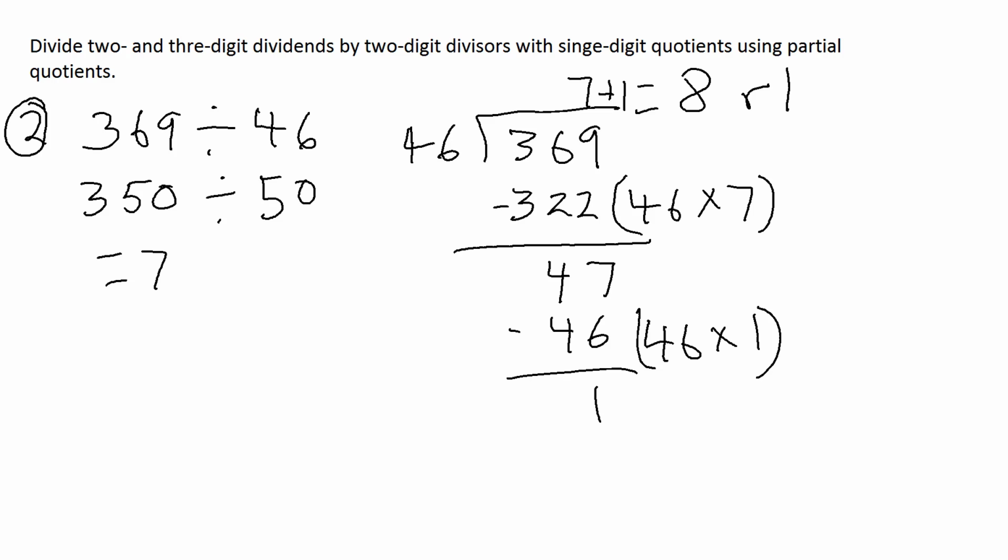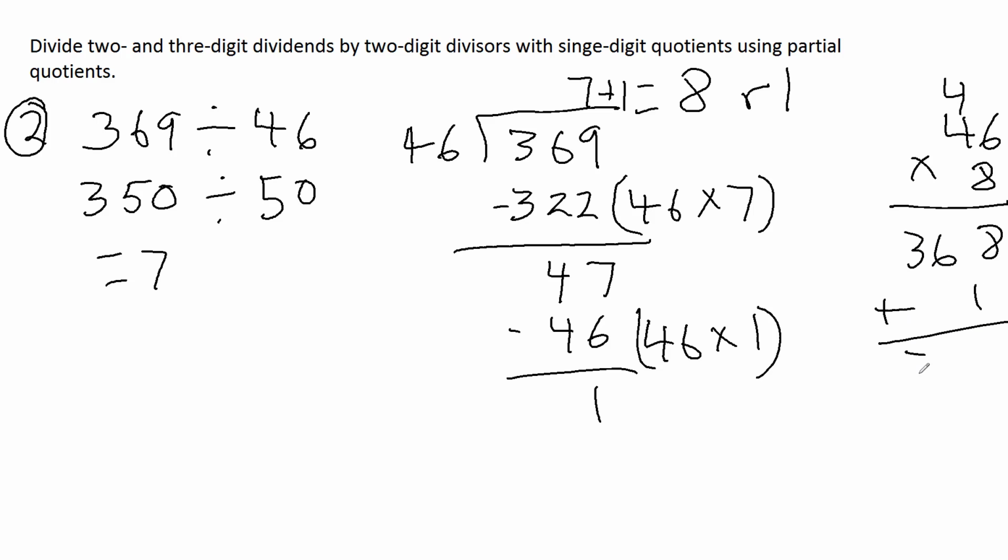We're then going to check by multiplying. We're going to have 46 times 8. 8 times 6 is 48. 8 times 4 is 32 plus 4 is 36, plus our remainder of 1 gives 369, and our check by multiplying and our dividend match.